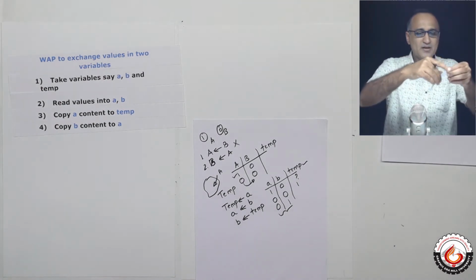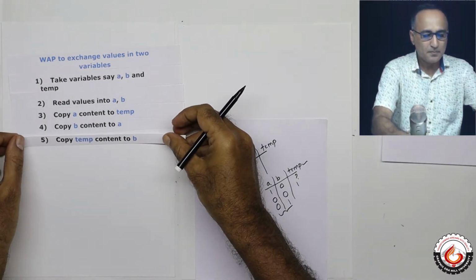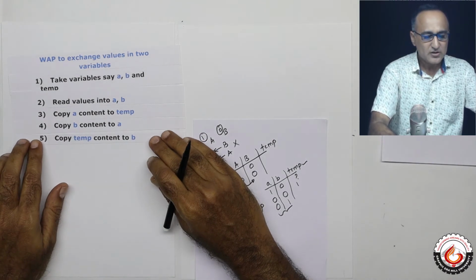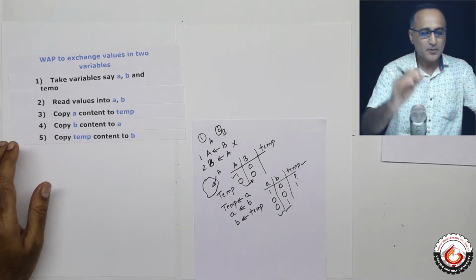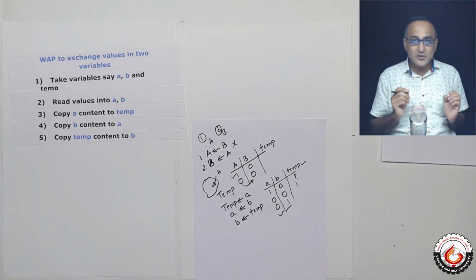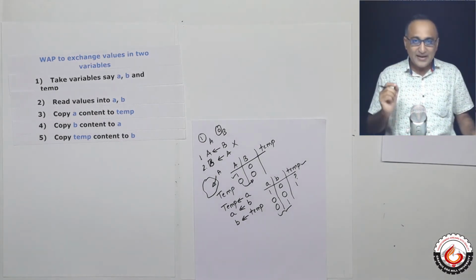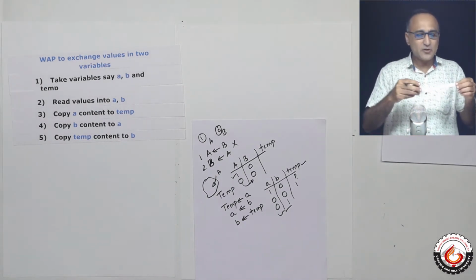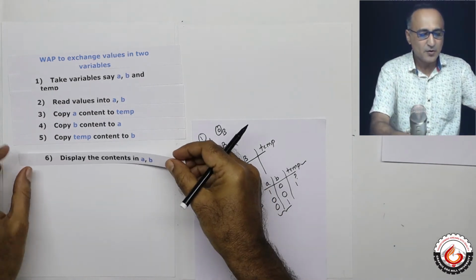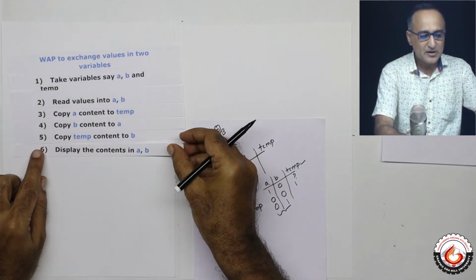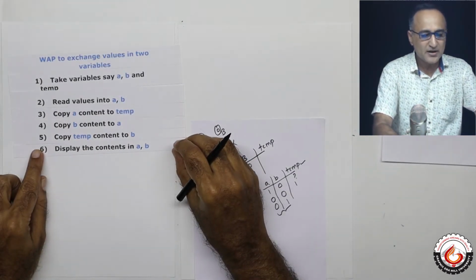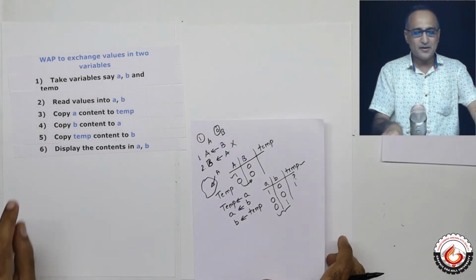Okay. So I am going to copy the content of temp into B. And finally, what I need to do? I need to print the values of A and B. That means I need to display what is within the memory locations A and B. So step number 6 is going to show the contents of what is in A and B.